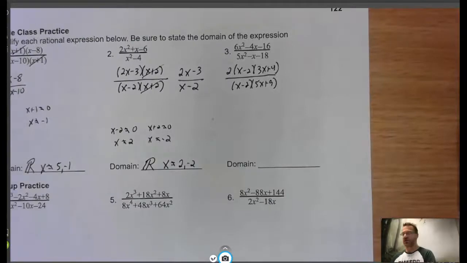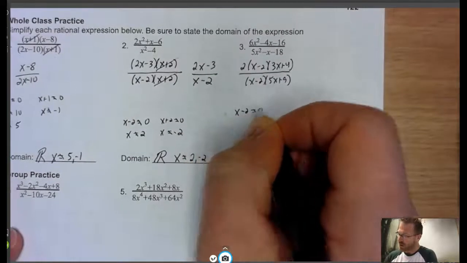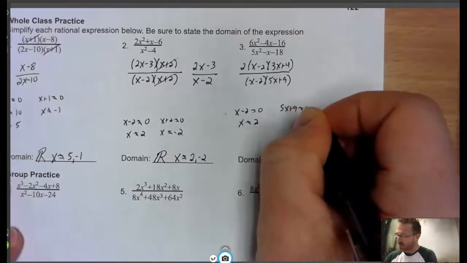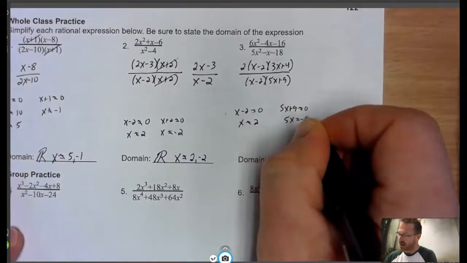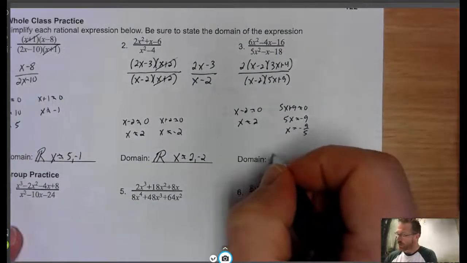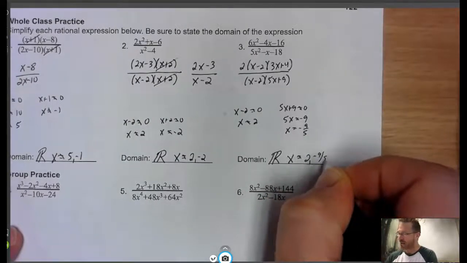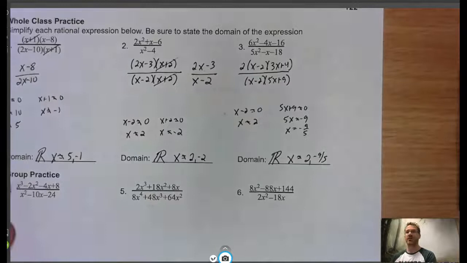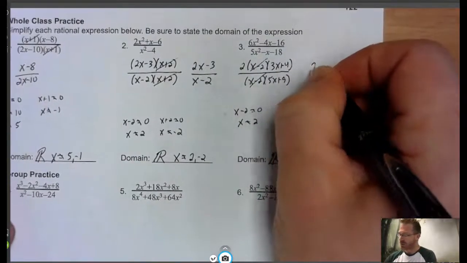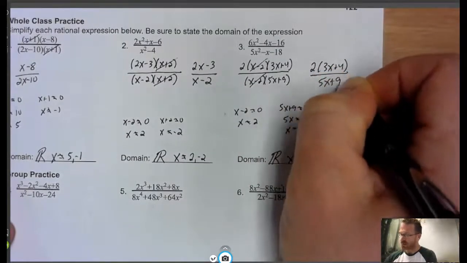So there's our factoring. Now what we want to do is look at that domain. We know x minus 2 can't be 0, which means x can't be 2. 5x plus 9 can't be 0, so that means 5x can't be negative 9, which means x can't be negative 9/5. So our working domain would be all real numbers except x can't equal 2 or negative 9/5. And then our last step is just to simplify. x minus 2 divided by x minus 2 is 1, which means we're left with 2 times 3x plus 4 over 5x plus 9.